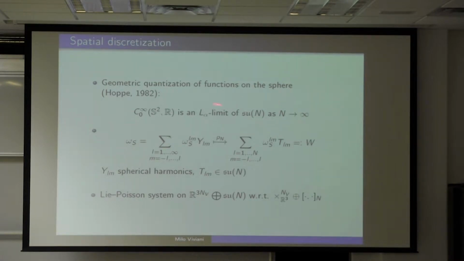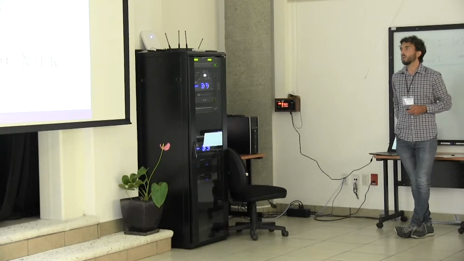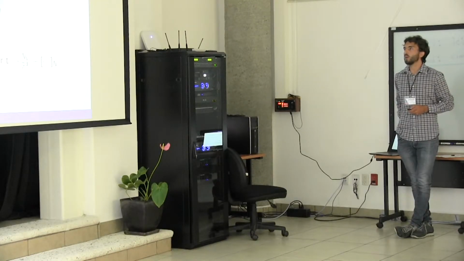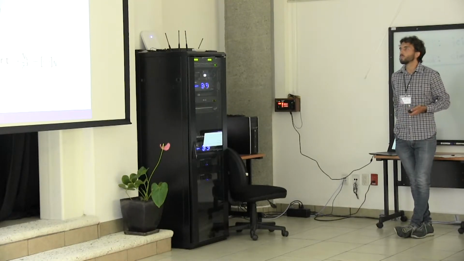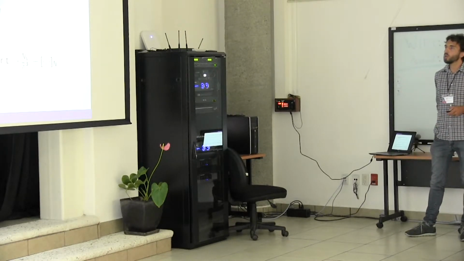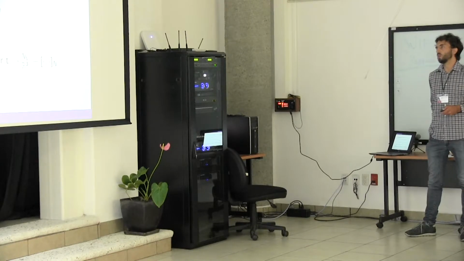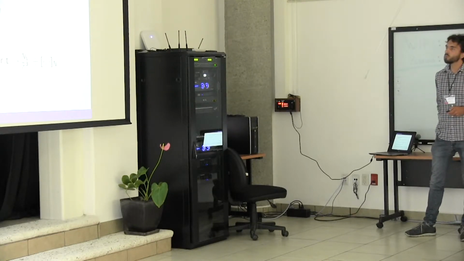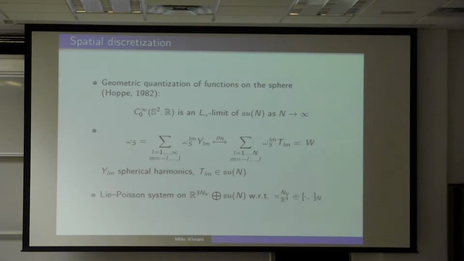Okay, so this is not canonical at all. It's important also to know that it's a non-canonical approximation. So what we do here: we have our smooth vorticity and we express it in spherical harmonics, and then the spherical harmonics are replaced by a special basis, which is called spherical matrices of SU(N). So what we have now is a Lie-Poisson system on R^3 and V and SU(N) for N as large as one wishes, and the larger, of course, the better the approximation is. And the brackets are the usual commutator of matrices scaled by a factor which is N to the power 3/2.